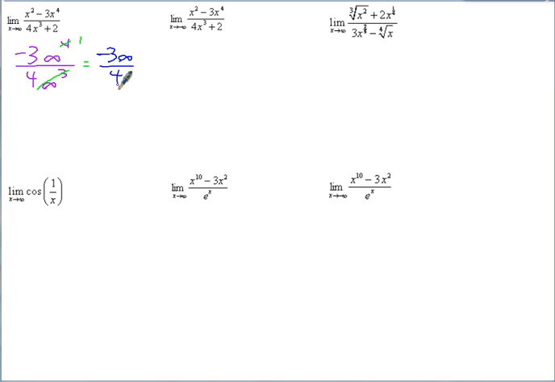But does that seem like an appropriate answer, negative 3 infinity over 4? No. If there's infinities left on the numerator, then your answer is either going to be a big positive number or a big negative number. In this case, it's a big negative number, so your answer is negative infinity.